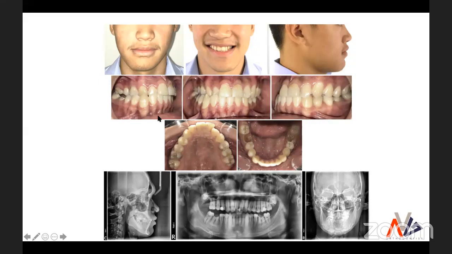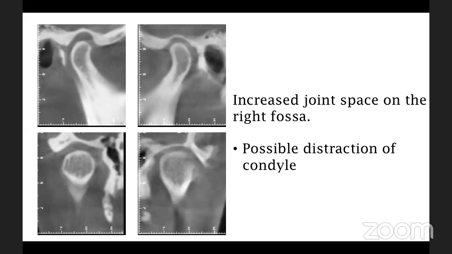Now, in such cases, what we do is we raise the bite on the sevens, a rounded bite, as I have mentioned. You can see over here in the initial CBCT that there is a possible distraction of the condyle. There is an increased capsular space over here on the right side, but on the left side, you can see that it's okay.